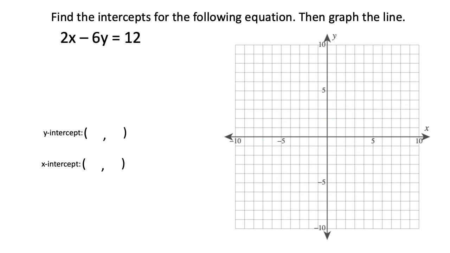I'm going to give you this example so that you can pause the video and try it for yourself. So try to use those techniques and see if you can find the intercepts and graph the line.